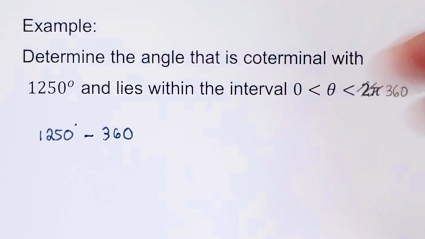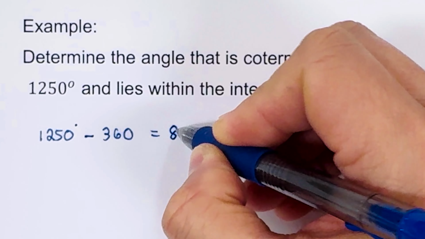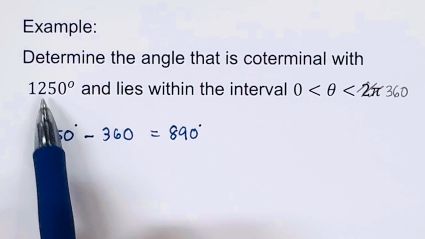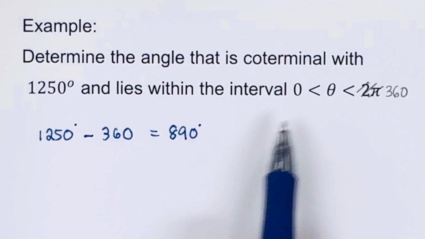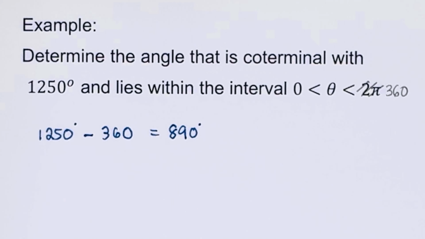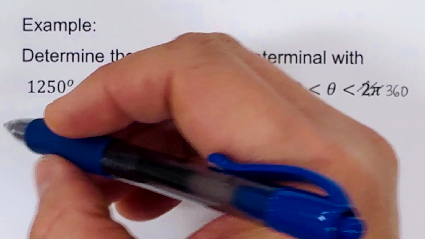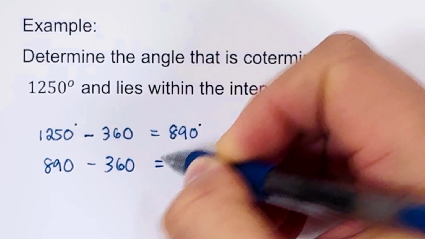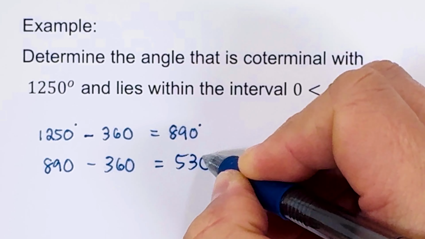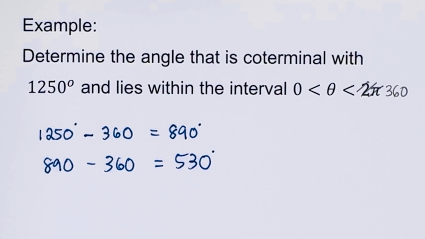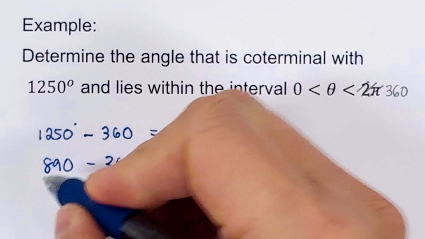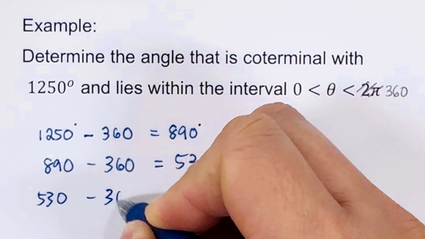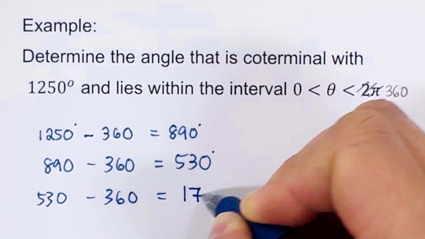So this would come out 890 degrees. So this is a coterminal to 1,250, 890. Now, it's not within this restriction. So we go ahead and subtract 360 some more. So that is 890 minus 360. That would give us 530 degrees. Now, this is not within the limit. So we go ahead and subtract 360 again. So 530 minus 360 would give us 170.